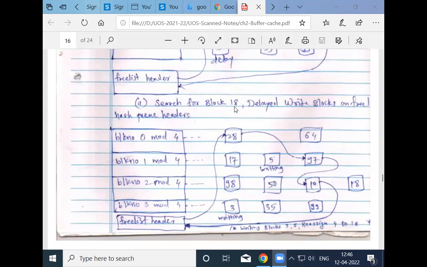So actually we are searching for block number 18. So 4 will be renamed by 18 according to the second scenario. So 4 will be renamed by 18, and 18 will be kept on the third hash.